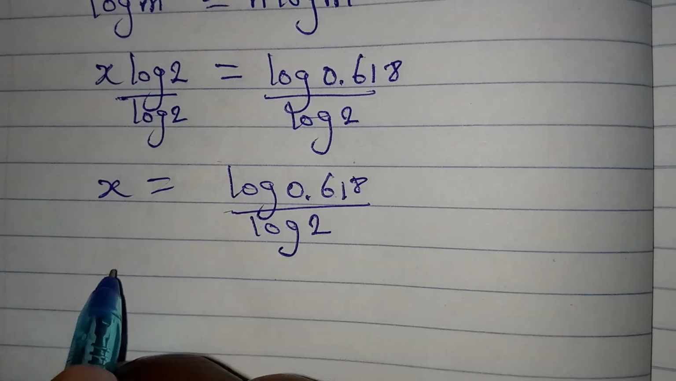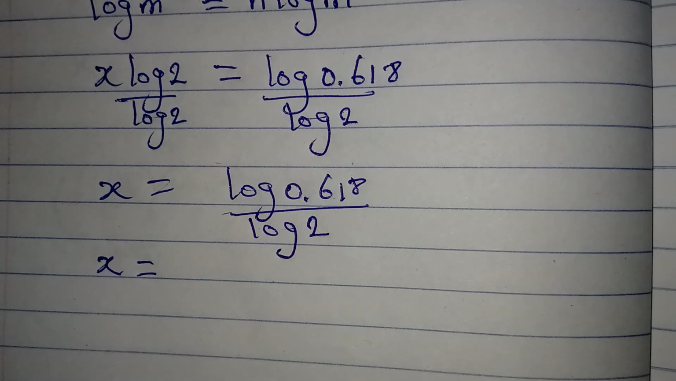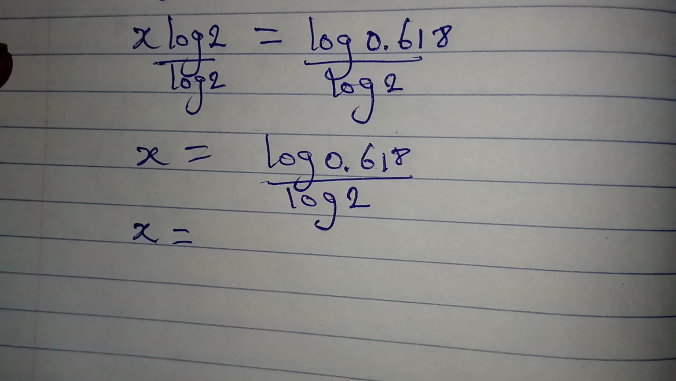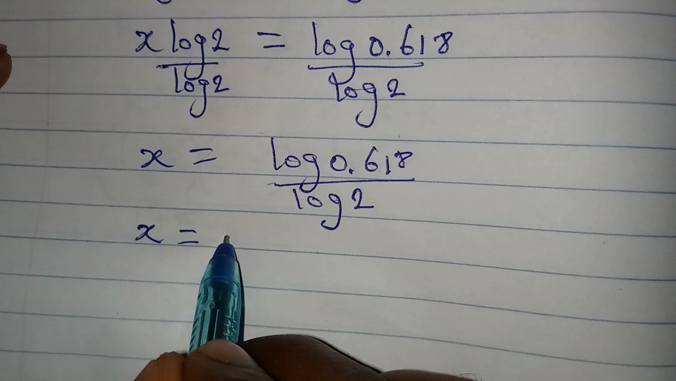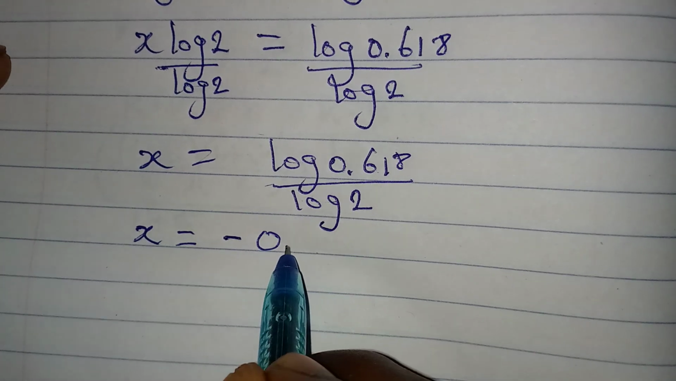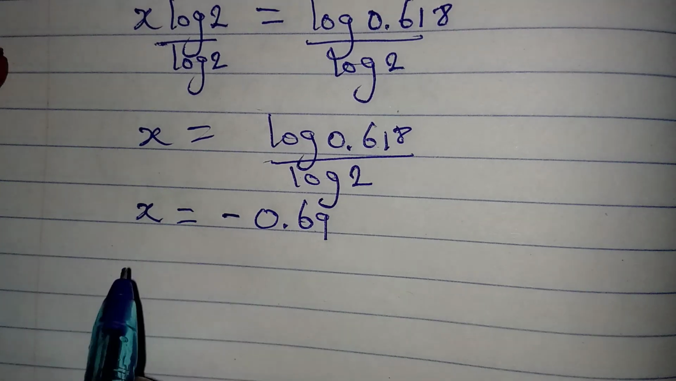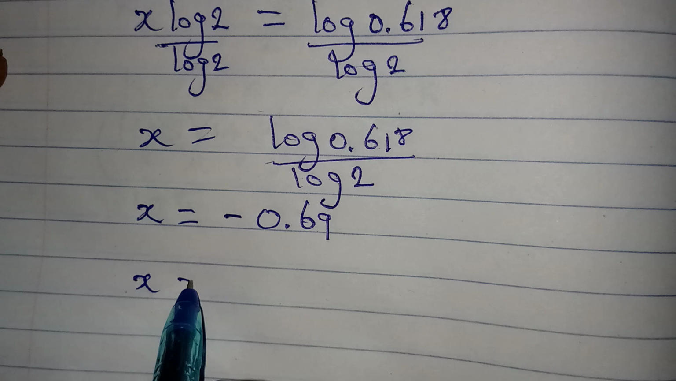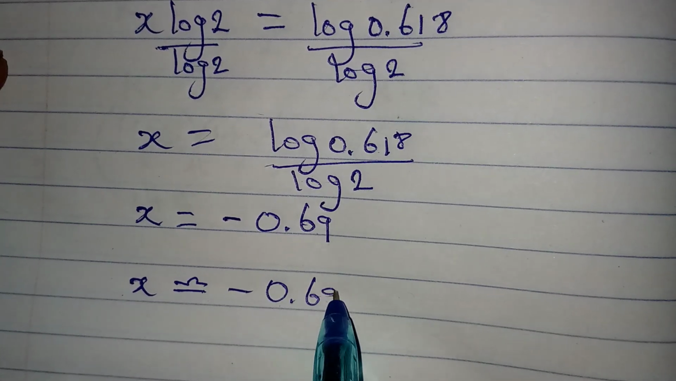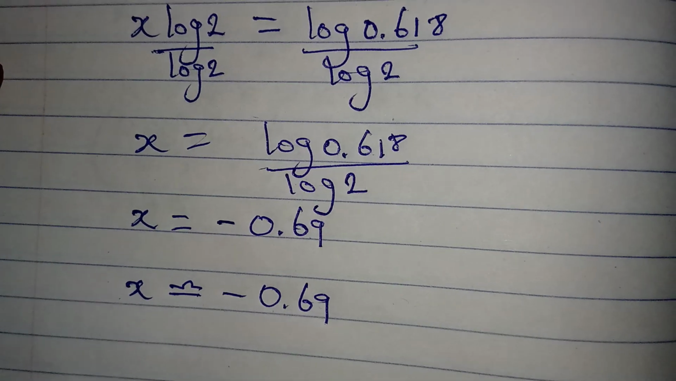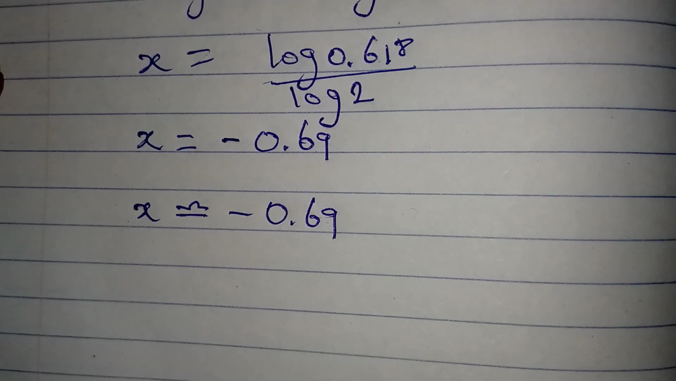Now we are going to press our calculator to get the final answer for this. So we have this to be equal to negative 0.69. But remember that this is an approximated figure, so x is approximately negative 0.69. Now let's go back to the original equation and then substitute.